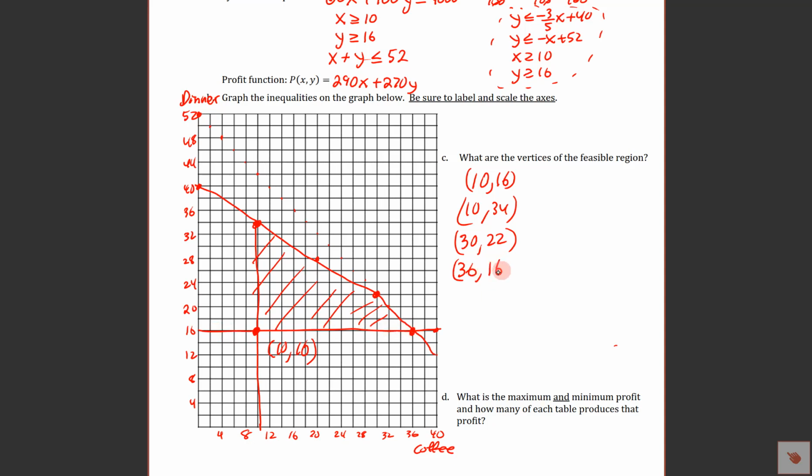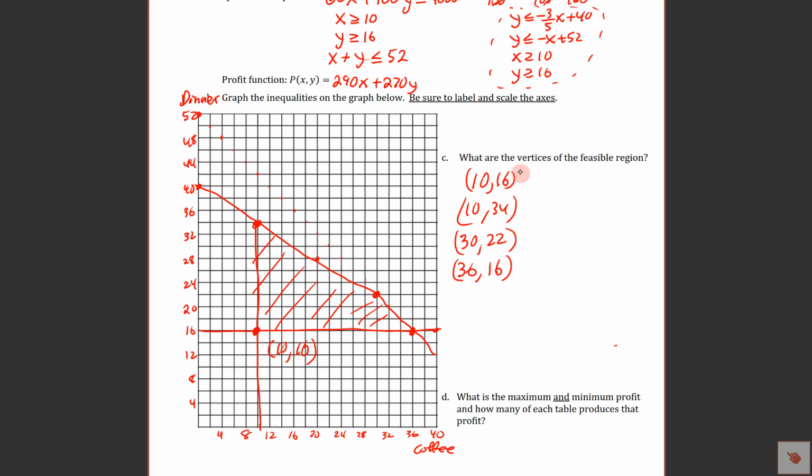36, 16. Okay, now you'll notice that these two guys right here, these are two where we actually use all of the capacity of the shop because they said they could make 52 pieces of furniture. Here we're only making 26 pieces of furniture. We're really not making as many as we can. And then it says what's the maximum and minimum profit.